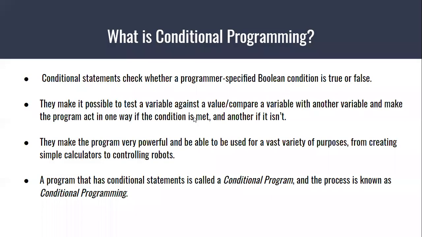So what is conditional programming? Conditional programming is conditional statements that check whether a programmer-specified Boolean condition is true or false. So many times you need to check whether or not your condition is valid. They make it possible to test a variable against a value, compare a value with another variable, and make the program act in one way if one condition is met and another way if it is not.